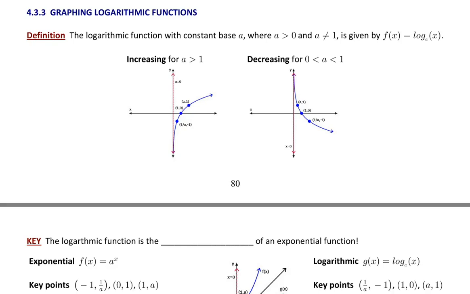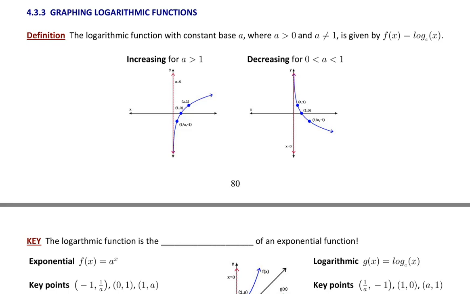We began section 4.3 by graphing exponential functions. Now we have the opportunity to graph logarithmic functions. Let's take a look at what the parent functions look like for logarithms. Definition: the logarithmic function with constant base a, where a is greater than 0 and a is not equal to 1, is given by f of x equals log base a of x.